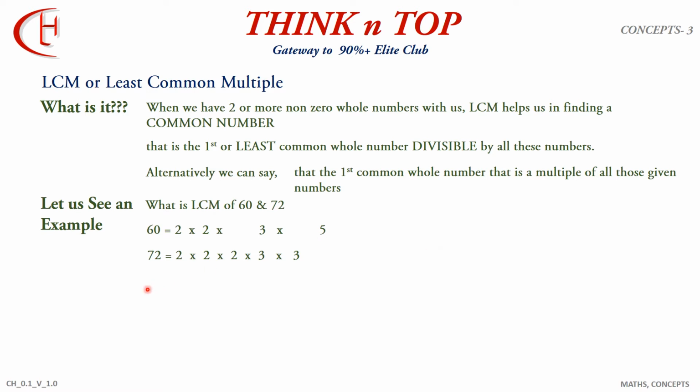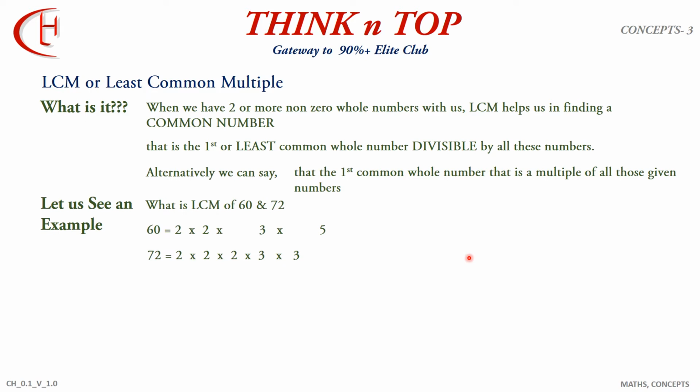72 can be broken up like this: 2, 2, 2, 3 and 3. So this makes 72. What are prime numbers? Prime numbers are basically those numbers that are divisible by either 1 or by themselves. Like 2, 3, 5, 7. 9 is not a prime number, 11 is a prime number, then 13 is a prime number, and so on.